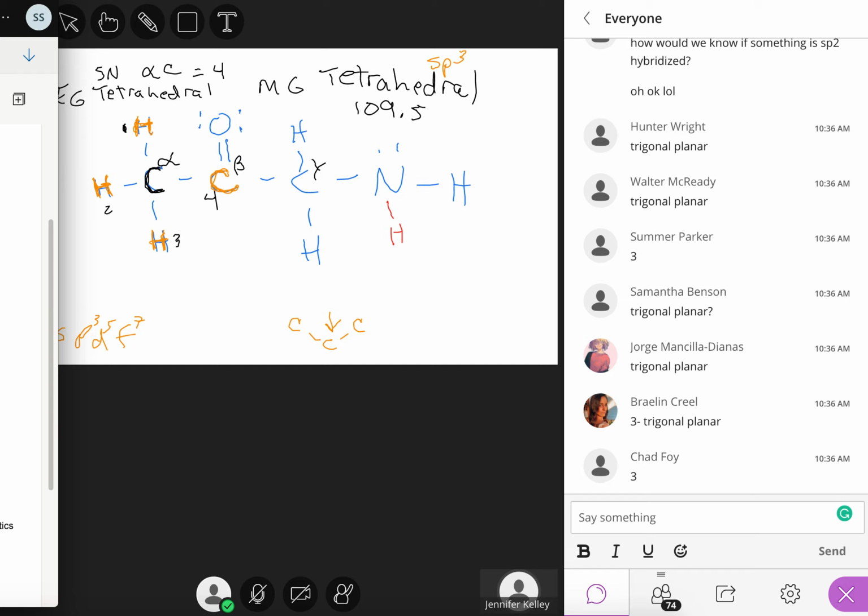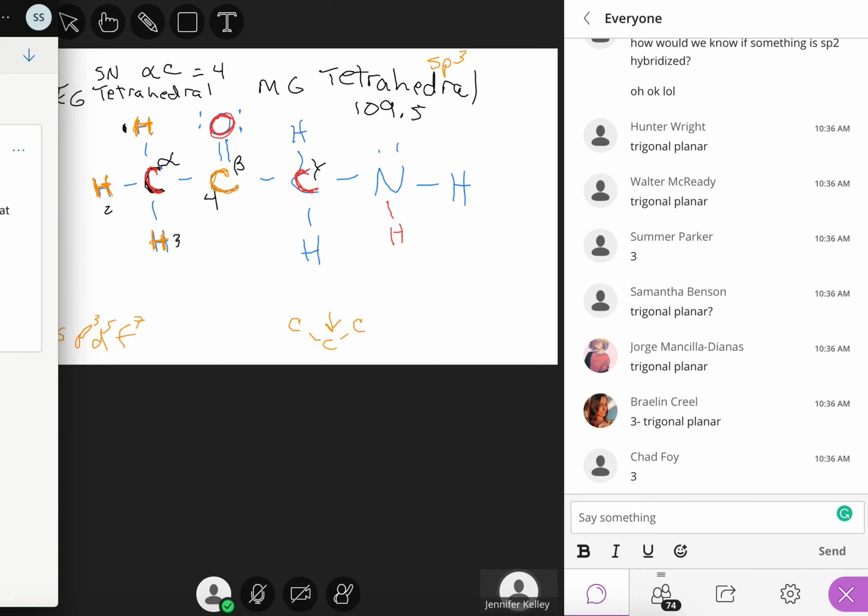Trigonal planar. Perfect. Yes. It's 3. So it's bonded to 3 things. It's bonded to this carbon here, this oxygen, and this carbon. So it's got 3 things and no lone pairs. So it's going to be trigonal planar for electron geometry and molecular geometry.